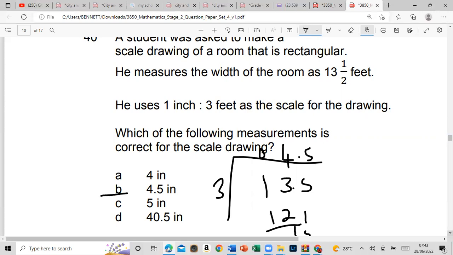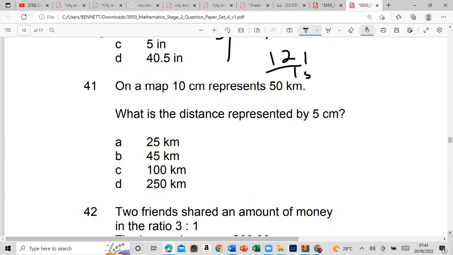Alright, so guys are on our way. On a map, 10 centimeters represent 10 kilometers. What is the distance represented by 5 centimeters? Alright, so you just half it. So you half the 10. So we half the 15. So half of this is 25. That's just so much fun. Alright, let's move on to 42.